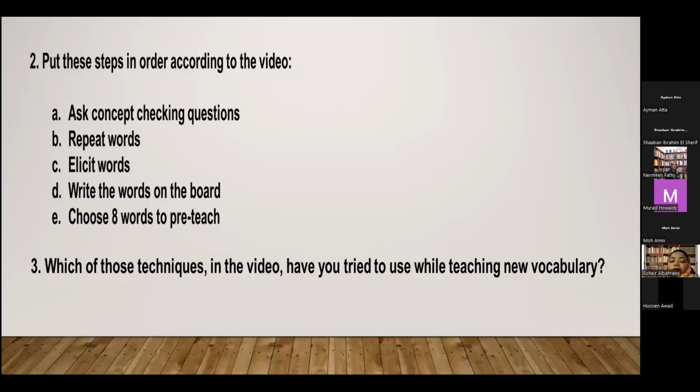Now, do you need to watch the video again? Just write one in the chat box if you need to watch the video again. Third step is B. Okay. The first step will be choose 8 words to pre-teach. Okay, do you need to watch the video again? So we'll re-watch the video again, but please be more focused on the stages.